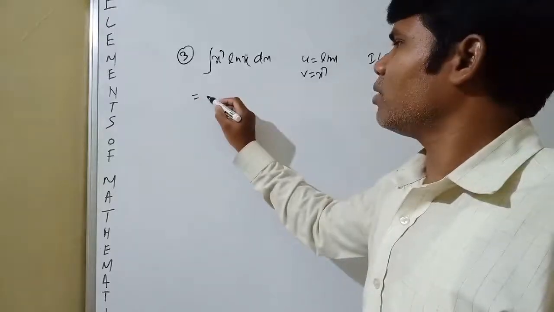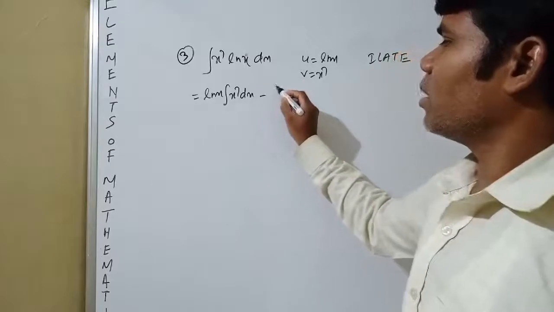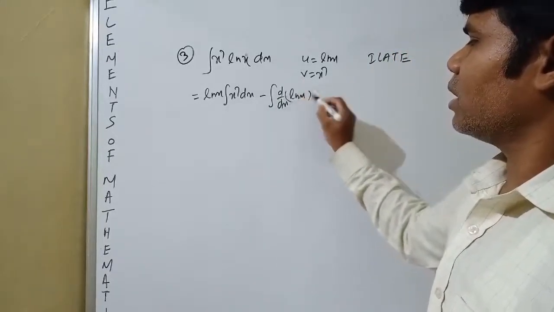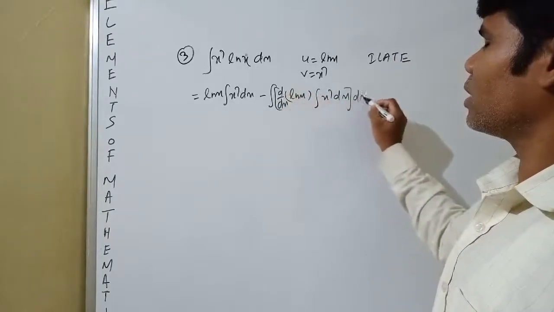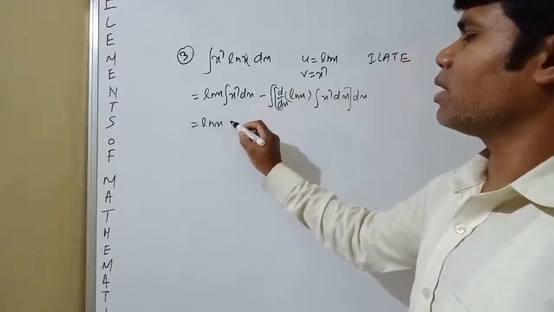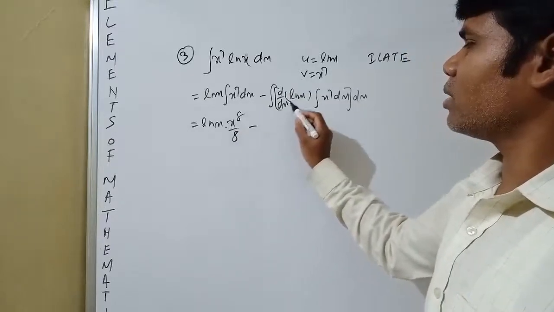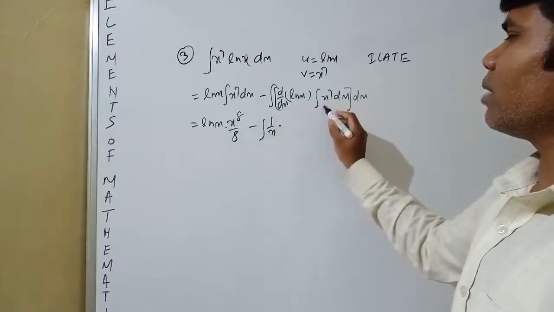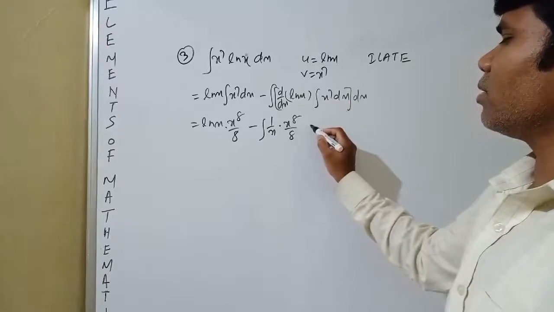This is equal to ln x times the integration of x to the power 7 dx, minus the integration of the derivative of ln x times the integration of x to the power 7 dx, total integration dx. This is ln x times the integration of x to the power 7, that is x to the power 8 by 8, minus the derivative of ln x, that is 1 by x, times x to the power 8 by 8 dx.